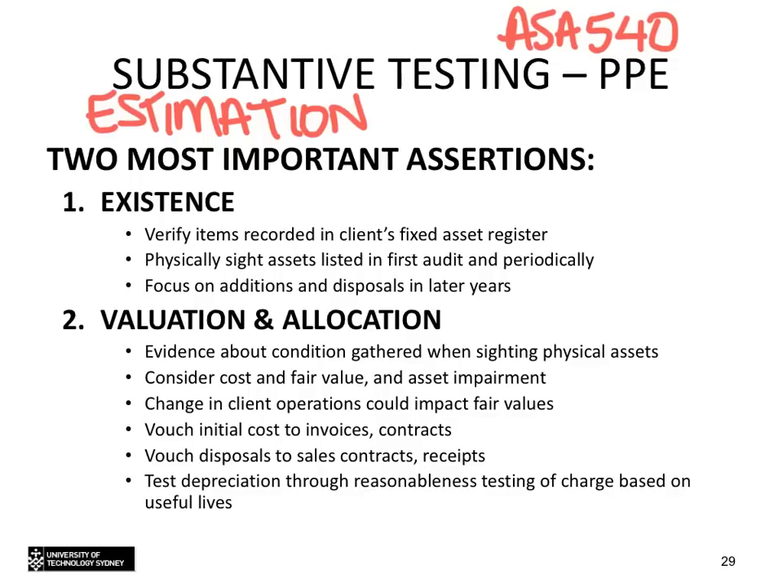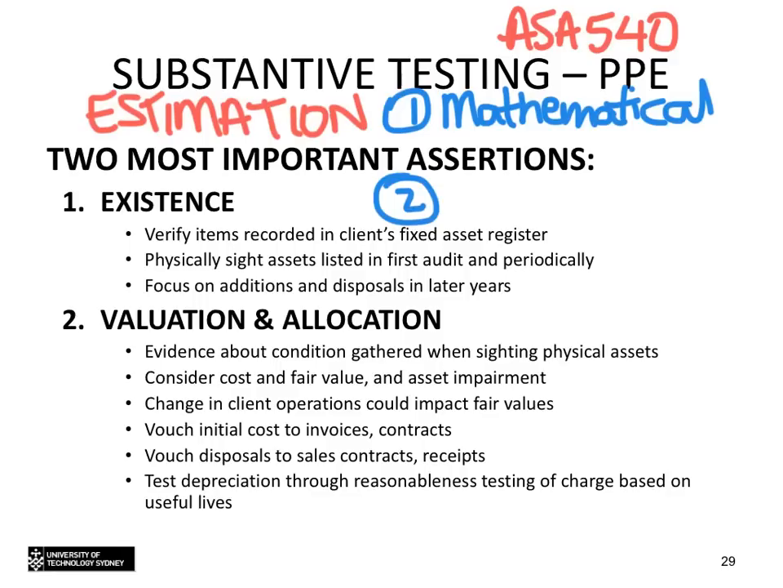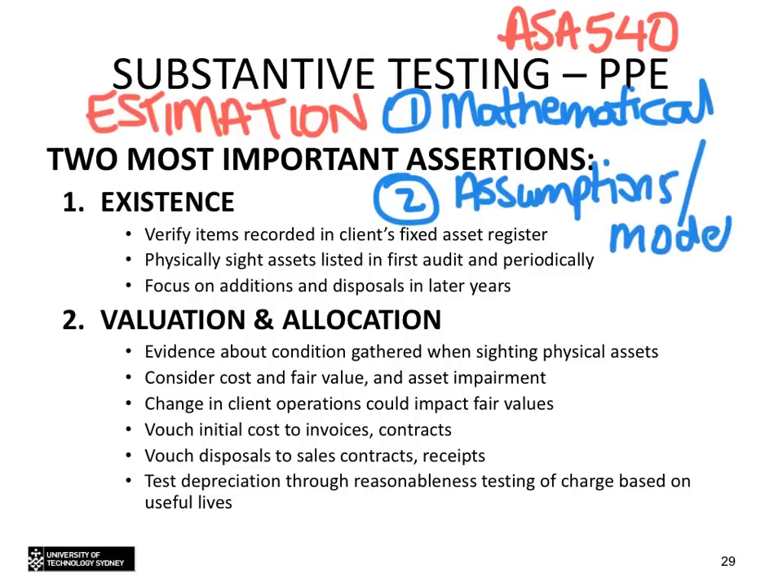All right. So ASA 540 says that when we're testing estimates, we need to test in two different ways. The first way is a mathematical check. All right. Is the mathematics and the mechanics of it sound? The second thing that we need to consider is, have they used the right assumptions and developed the right sort of model?